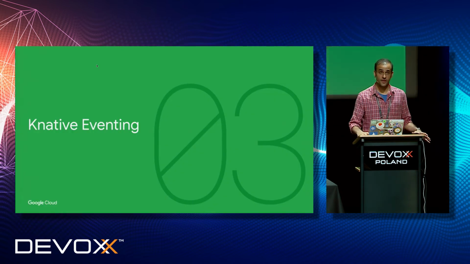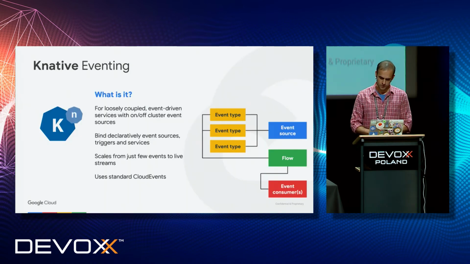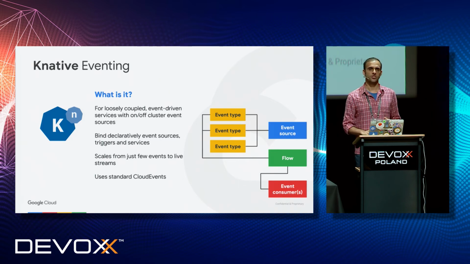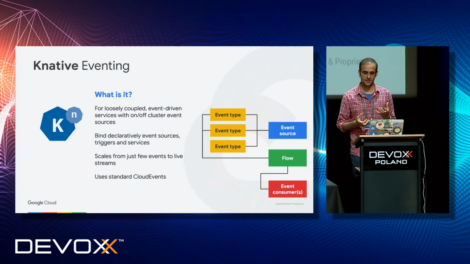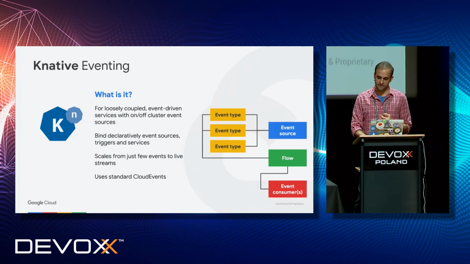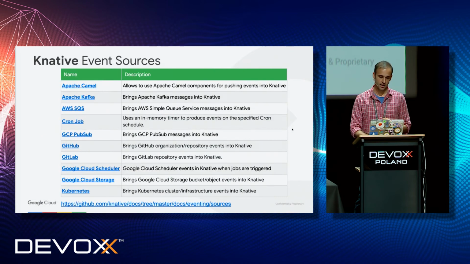So everything I showed so far was Knative serving. Now let's look at the next part of Knative, which is eventing. So eventing, in a nutshell, allows you to connect some event sources to some event consumers with some kind of flow in the middle. That's the easiest way I can explain it. The event consumers are basically Knative services, and the event sources can be a lot of different things. So these are some examples of event sources.